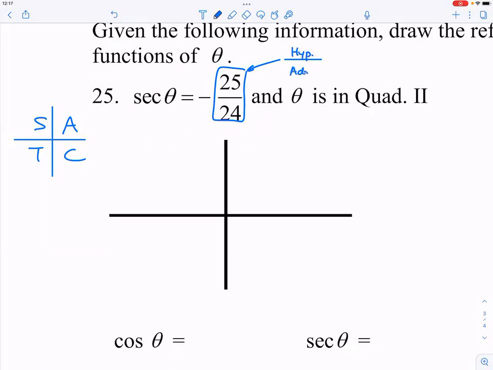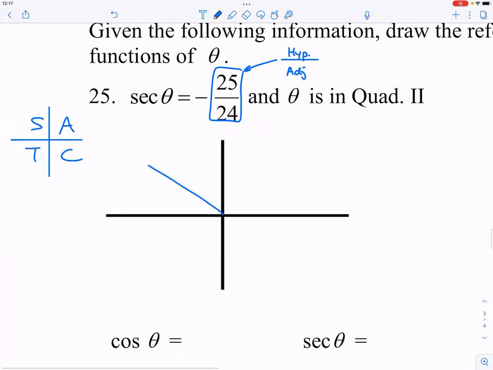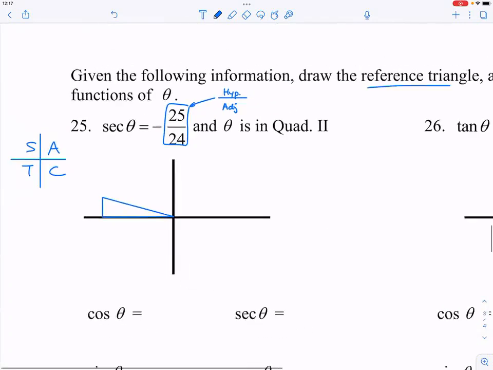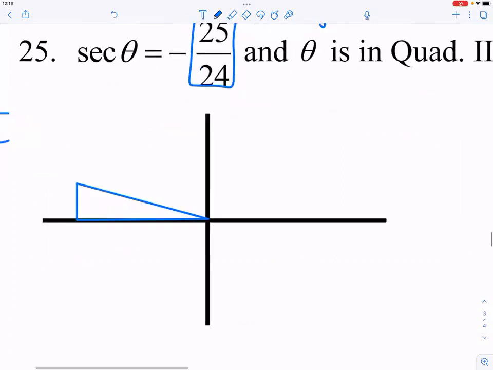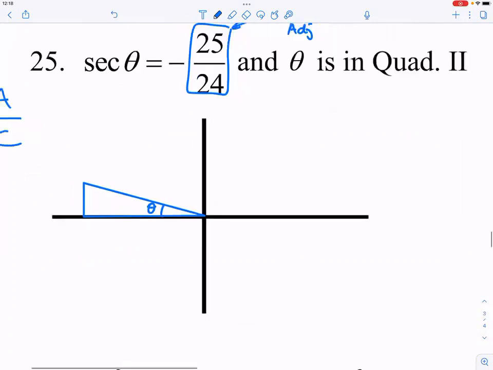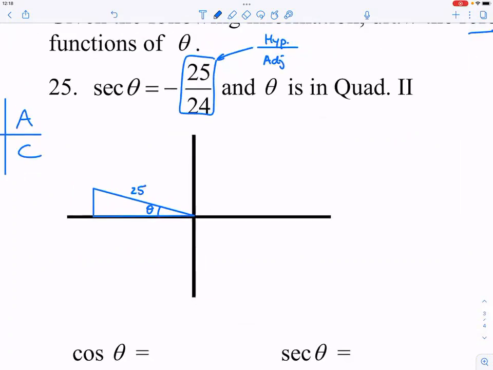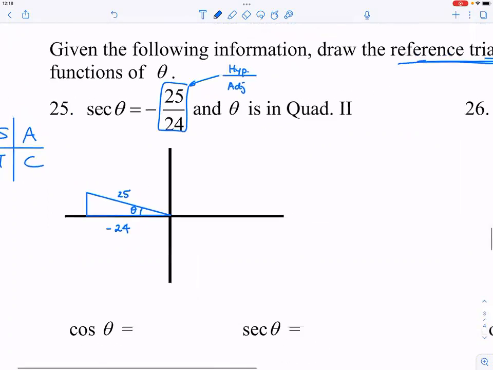Hypotenuse over the adjacent. So when you draw your terminal side, how would you draw it? I would suggest you draw it in some way that actually resembles the reality quite a bit. So I would draw something like this, and this is how you draw your reference triangle. Just like your reference angle, it's always between the x-axis and the terminal side. That's what we talked about yesterday. So that's your theta, and this is your 25, and this is your 24 on the negative side.